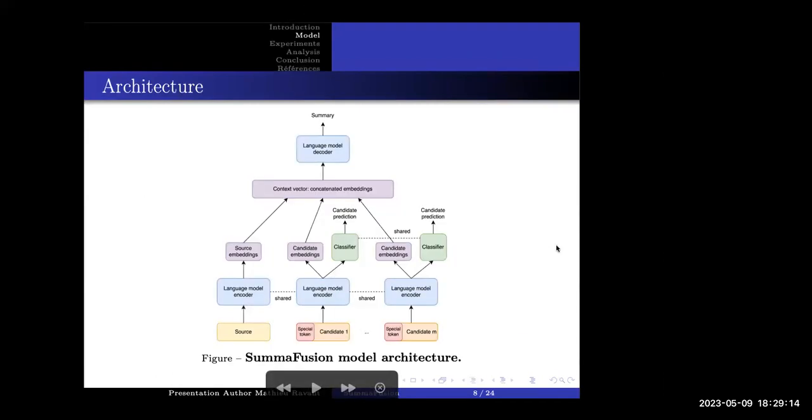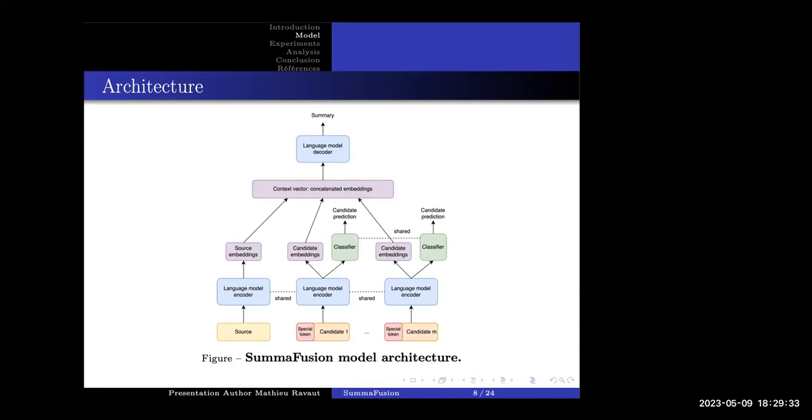So this is how the model would look. At the bottom, we have our source documents. Just when I say source, think about a news article. And then to the right of it, we have our summary candidates. So here, M candidates, each with their special token.